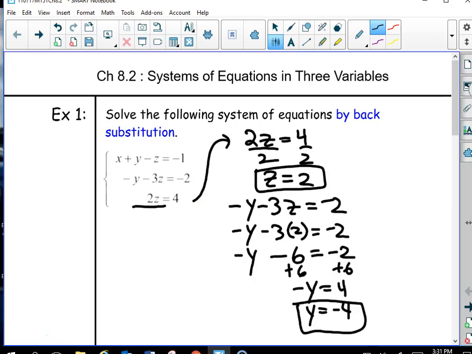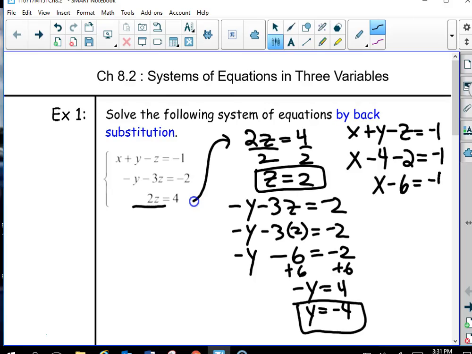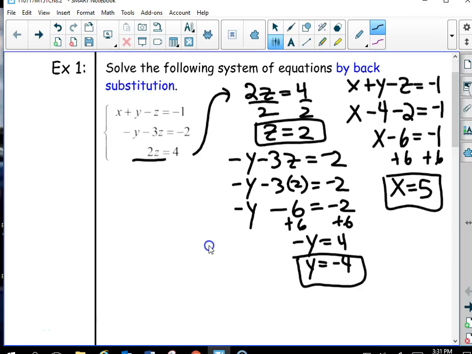Okay, so now we have z and y, and we'll back substitute into x plus y minus z equals negative 1. y is negative 4, and z is 2. Looks like x equals 5. And that's back substitution. Probably the easiest way to solve a system of equations.